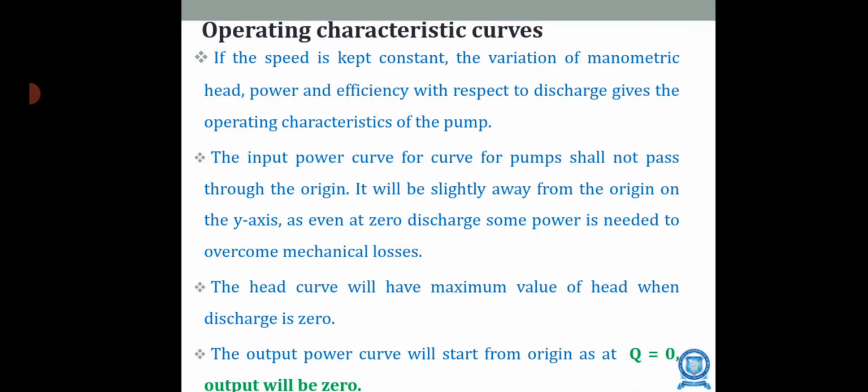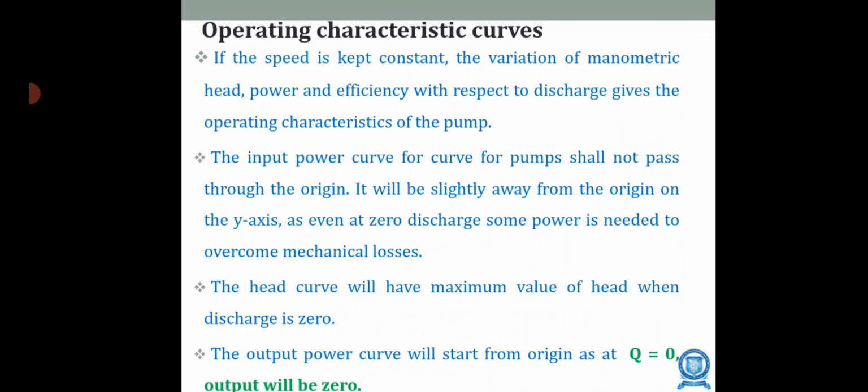The input power curve for pumps does not pass through the origin; it will be slightly away from the origin on the y-axis. Even at zero discharge, some power is needed to overcome the mechanical losses. When you start the machine you may not get discharge, but there will be certain mechanical losses. The head curve has its maximum value of head when the discharge is 0. The output curve starts from the origin: at Q equal to 0, the output is also equal to 0. That is the operating characteristic curves.